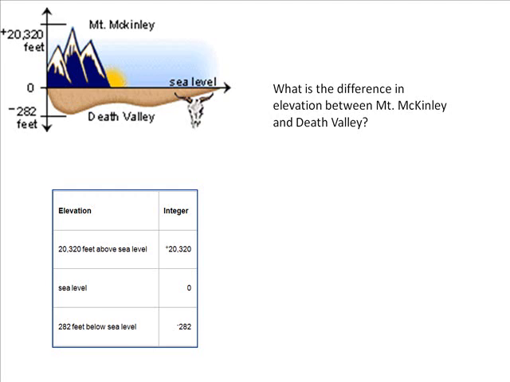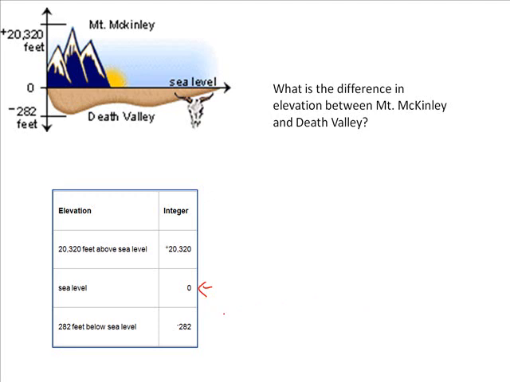Sometimes you'll run into word problems that have you consider adding and subtracting negative integers. One of these situations would be if we're looking at the difference in elevation between the top of a mountain and a valley which would be below sea level. In this situation, we consider sea level to be a height of 0. The question says, what is the difference in elevation between Mount McKinley and Death Valley?